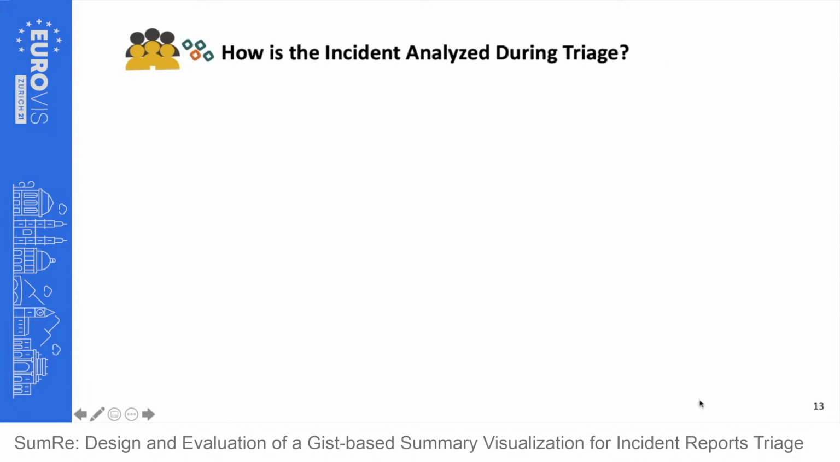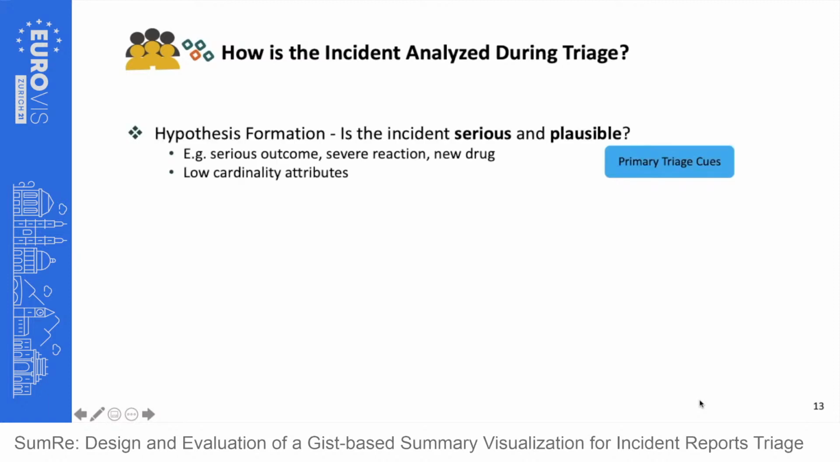The second part of our interview was to understand how are these incidents analyzed during triage. So we understood from the drug safety analysts that from looking at certain information, they first form a hypothesis about the incident to see whether the incident is serious or plausible. We call these data attributes primary triage cues. They include such as if the incident resulted in a serious outcome, such as a death or hospitalization, and if the reaction is a severe reaction. These primary triage cues are low cardinality attributes, which means they have one or two categories.